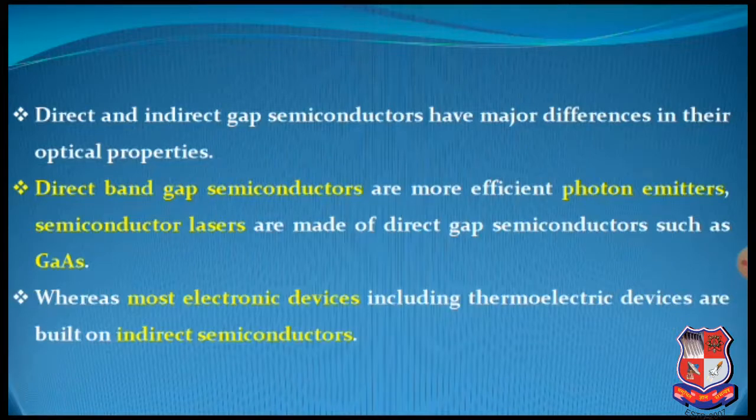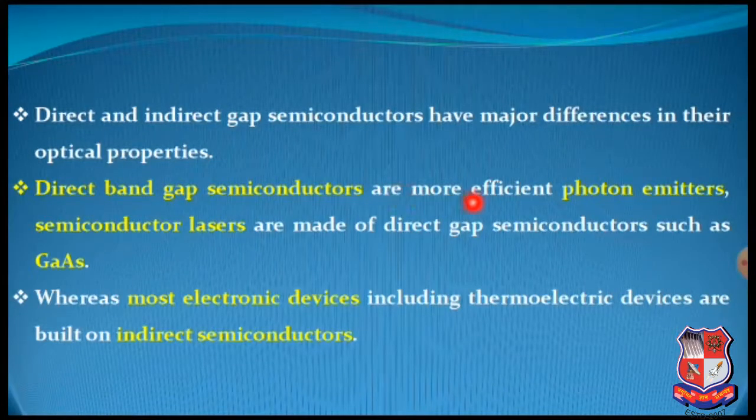Direct and indirect band gap semiconductors have major differences in their optical properties. In the upcoming lectures, we are going to see the utilization of these semiconductors in various optoelectronic devices, in which we will observe that, by having some interaction of light, that is photons, and the electrons of the conduction band of the semiconductor, there is a clear identification for selection of either direct or indirect band gap semiconductors. So these energy band diagrams will be helpful.